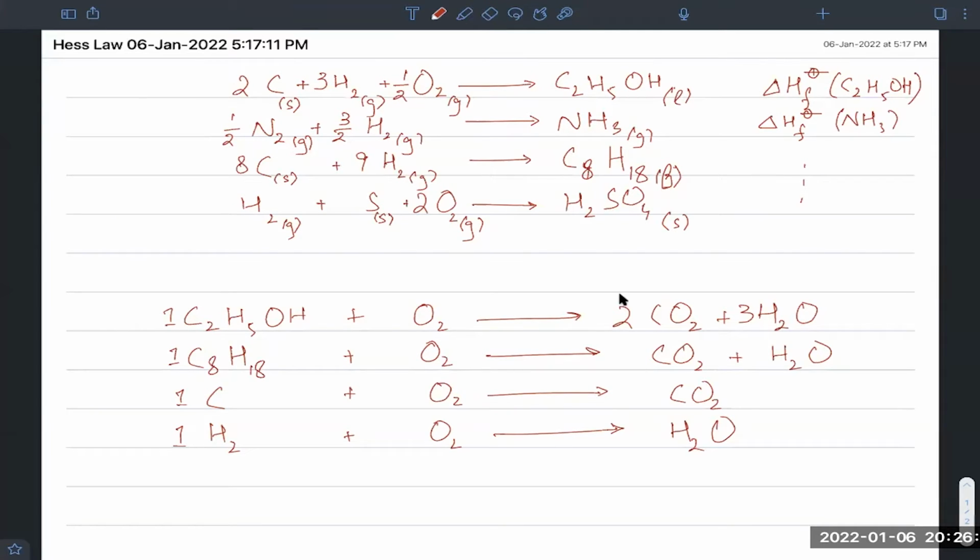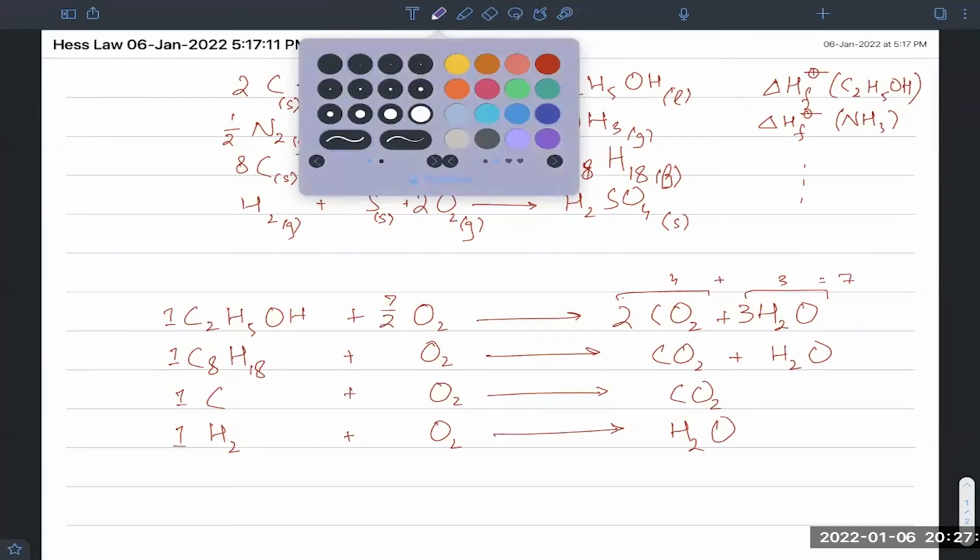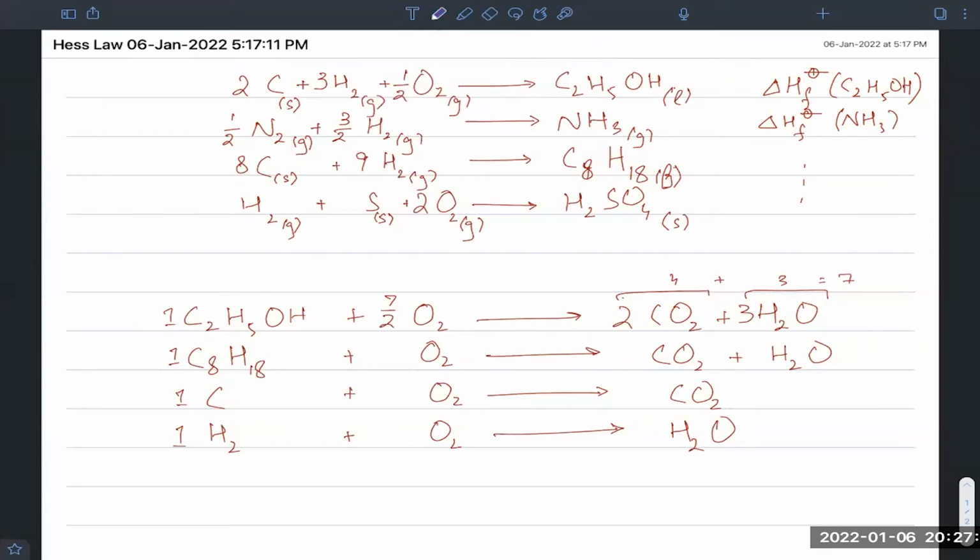So I have 4 oxygen here. This is 4 because 2 times 2, and this is 3 here. So 4 plus 3 gives me 7. I have 7 oxygen on the right side. On the left side, I have 2 oxygen. So 7 by 2, and that's how I balance it out. There you go. Now let's look at the next one.